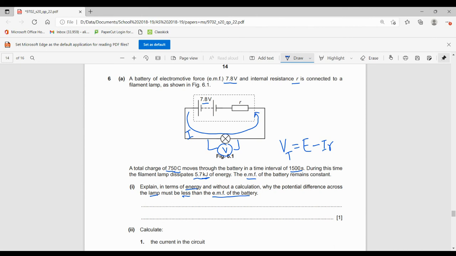And by how much will it be lesser? It will be lesser by an amount equal to the PD across the internal resistance.